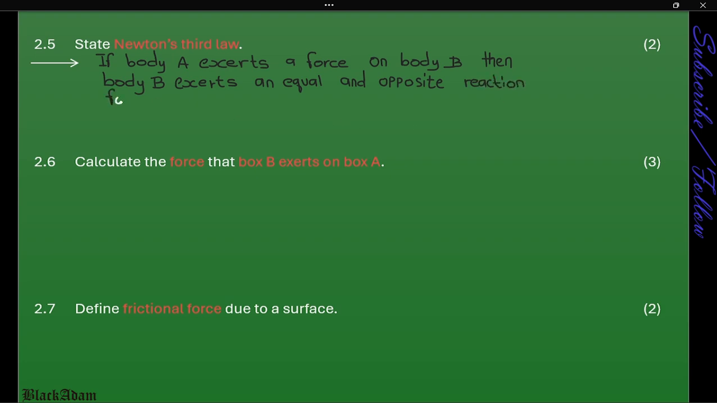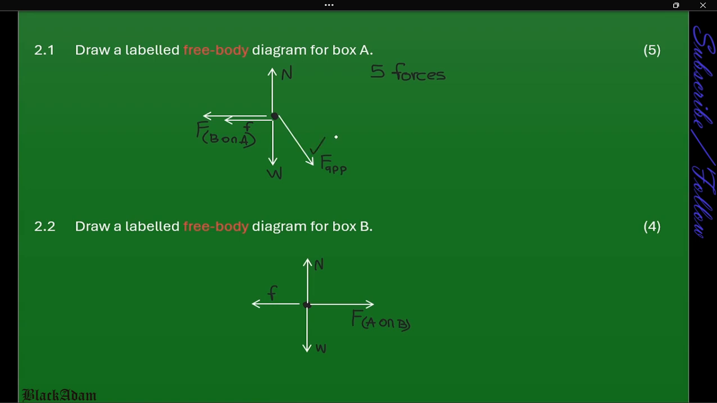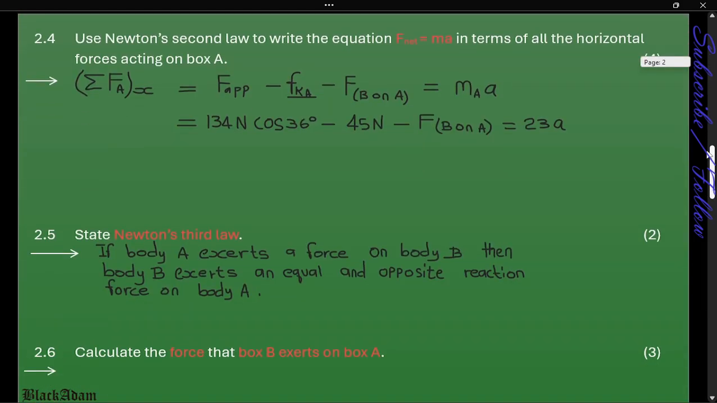Okay, so it's an equal action-reaction force on body A. A exerts a force on B, and B exerts the force back on A. Calculate the force that box A exerts on box B, which is equal to what B exerts on A. We have the force applied, the force of B on A, and then friction. So that's negative from one side and positive from the other.